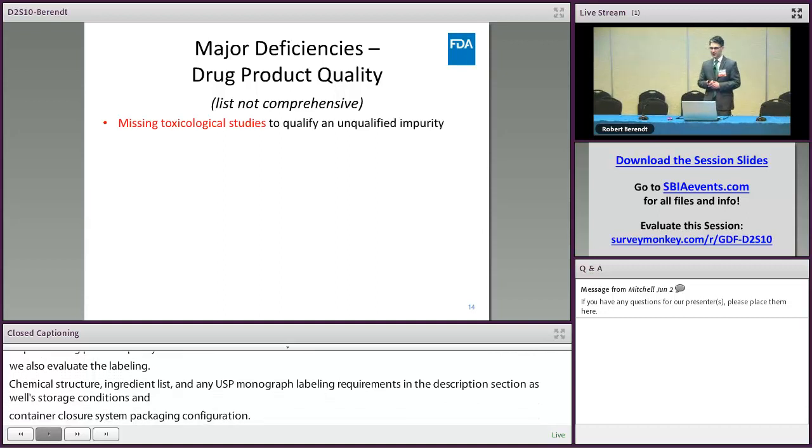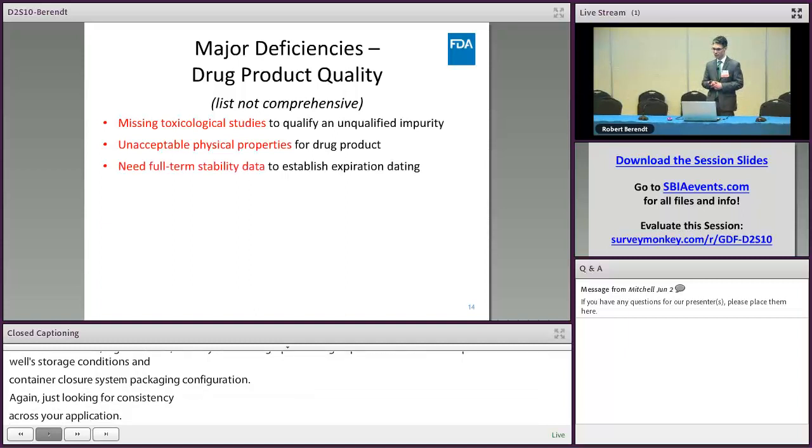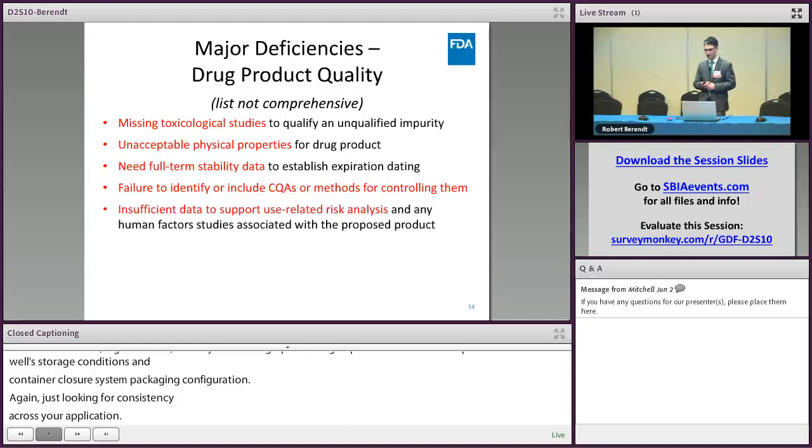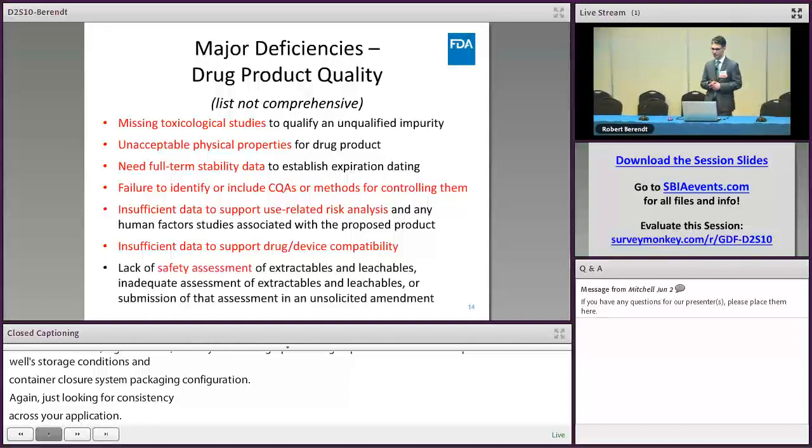Major deficiencies include missing toxicological studies, unacceptable physical properties, need for full-term stability data, failure to identify or include CQAs such as polymorphism, insufficient data to support use-related risk analysis, insufficient data to support drug-device compatibility, and then lack of safety assessment again, but specifically for extractables and leachables.